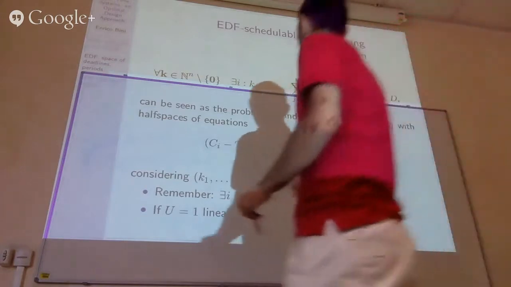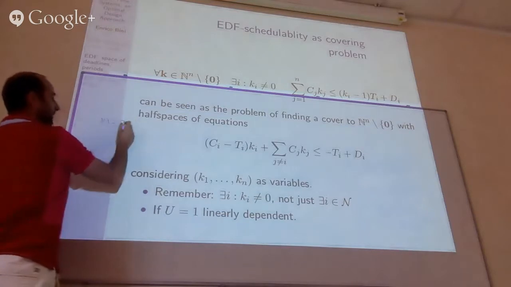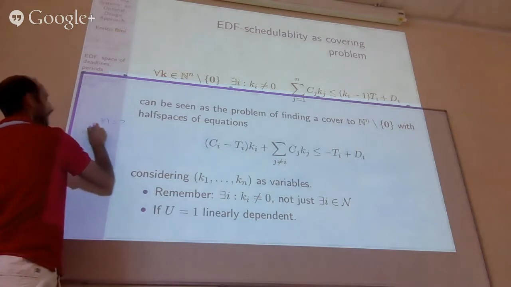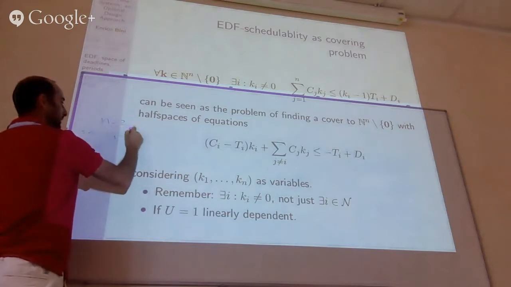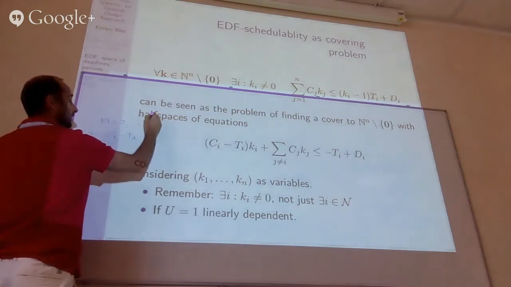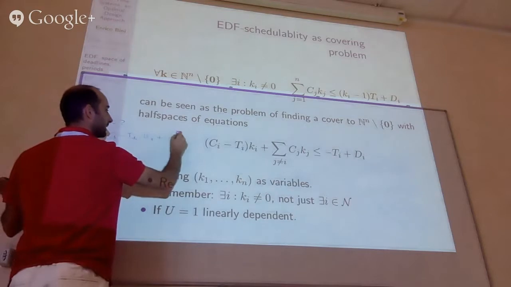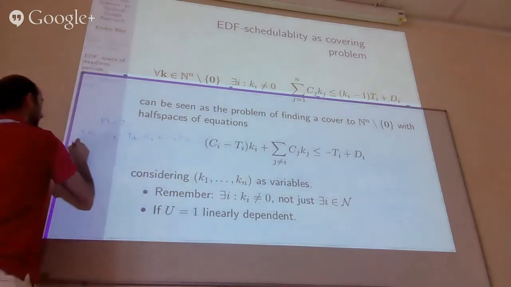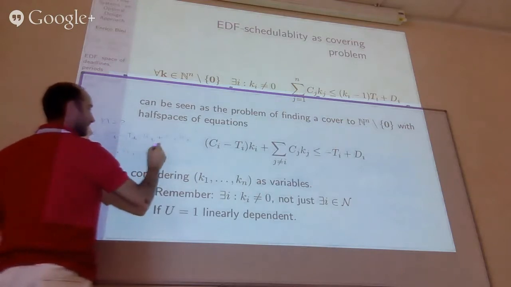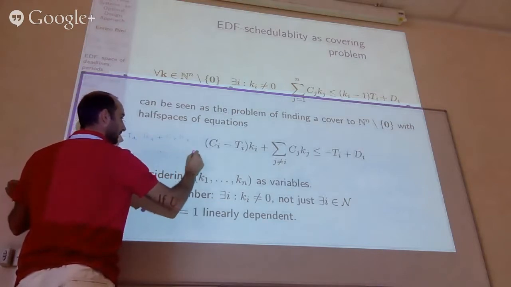I just want to write this explicitly for a very simple case, for n equal to 2. And for n equal to 2, for i equal to 1, we get C1 minus T1, K1, plus C2, K2. And for i equal to 2, we have C1, K1, plus C2 minus T2, K2.